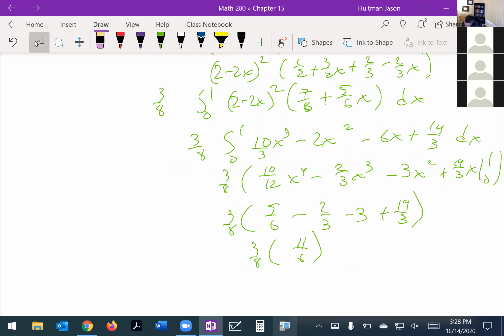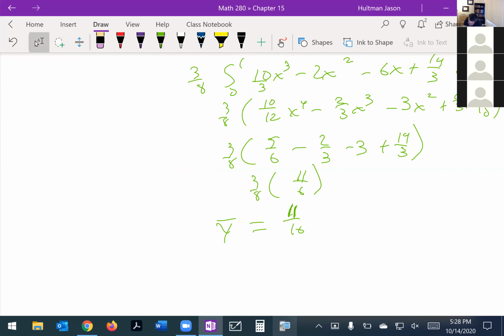Change that all to 6. And then we get 11 over 16. Okay, so 11/16 is where the y value is. So y bar is equal to 11/16. So where's the center of mass? The center of mass was at 3/8, 11/16.